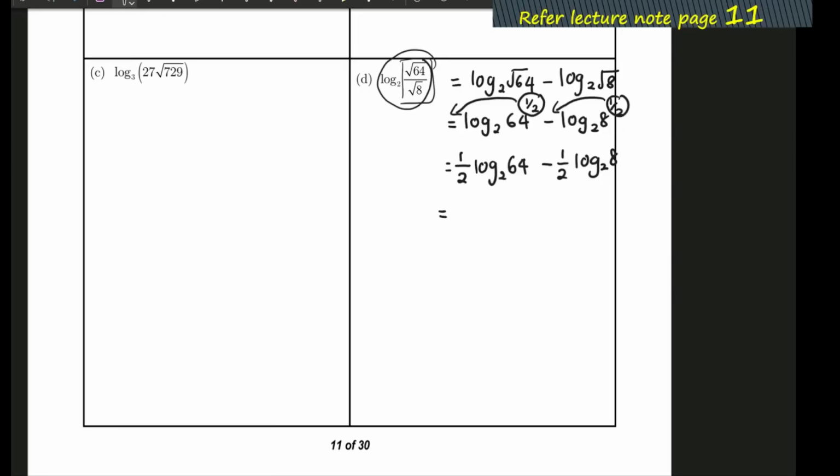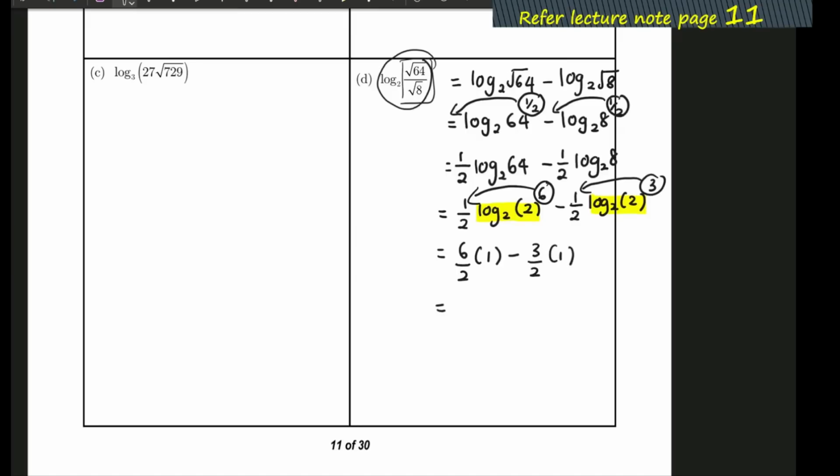Okay, from there, 64 is equal to 2 power of 6. So 1 over 2 log base 2 of 2 power of 6, minus 1 over 2 log base 2 of... what about 8? 8 is equal to 2 power of 3. Now, again, we can bring the power to the front. Drag it to the front to make your life easier. And this one, log 2 base 2, will become 1, right? So when we bring 6 to the front, 6 over 2 times 1, minus 3 over 2 times 1 here.